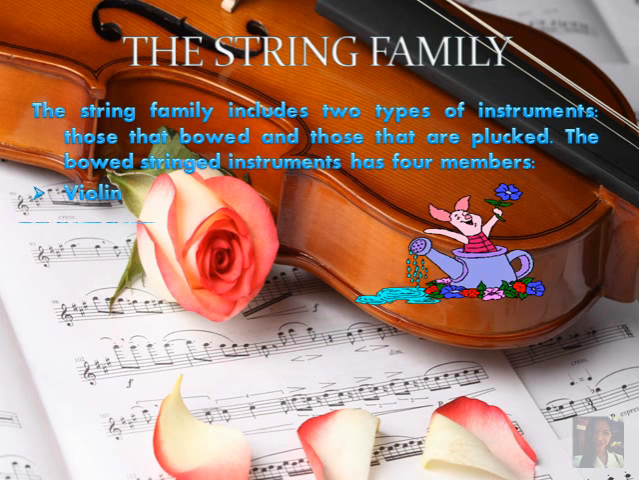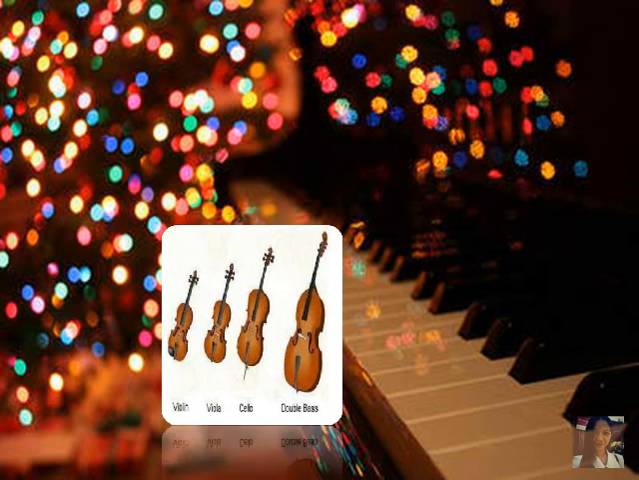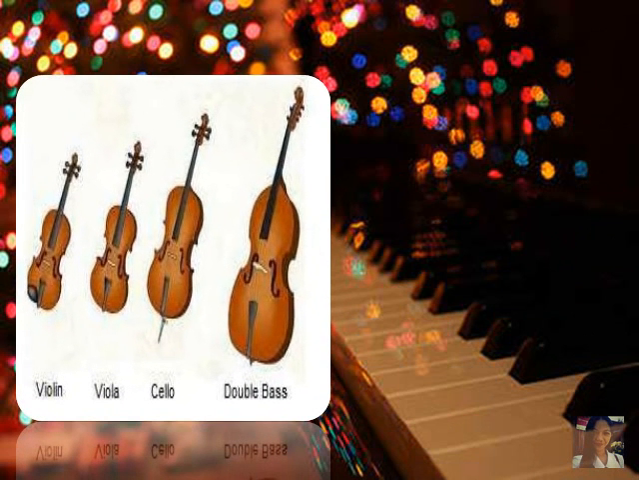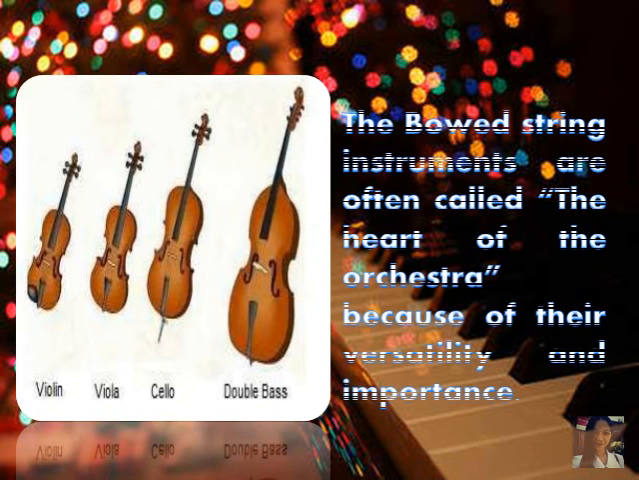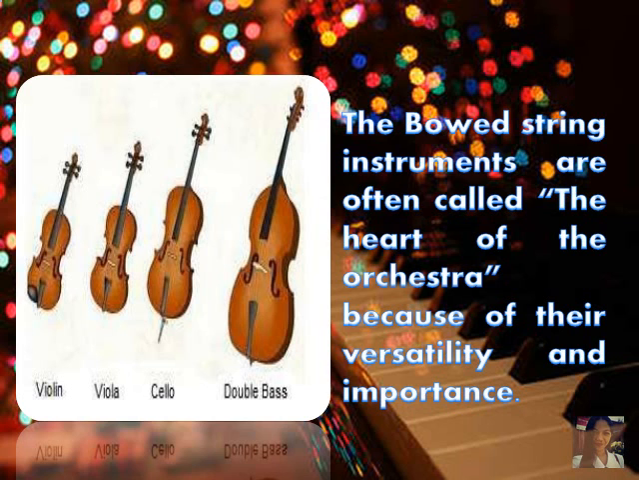The bowed string instruments have four members. First, we have the violin, the viola, the cello, and lastly, the double bass. The bowed string instruments are often called the heart of the orchestra because of their versatility and importance.